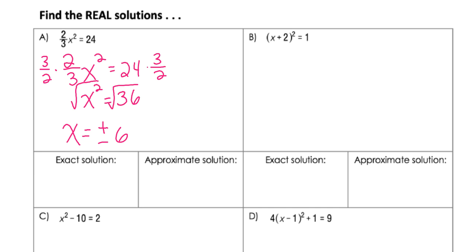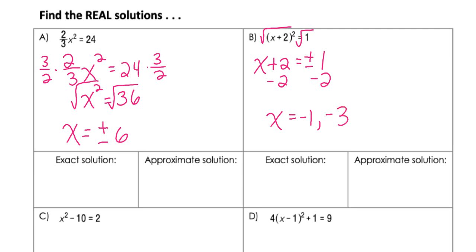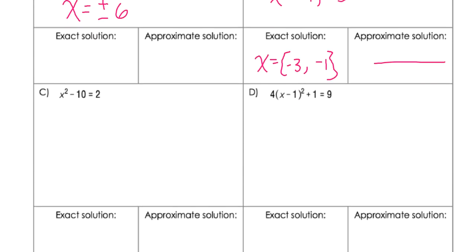Okay, let's look at example 2 here, or example B. So in this one, the quantity being squared is already isolated. I don't need to move anything away from that quantity, so I'm going to square root both sides to start with. So I have x plus 2, and then remember, when I square root 1, I get plus and minus 1. So now I need to finish solving for x, so I'm going to subtract 2 from both sides. And when I do that, 1 minus 2 is negative 1, and negative 1 minus 2 is negative 3. So my exact solutions are negative 3 and negative 1. For this one, we don't need any approximate solutions because they're nice integer values.